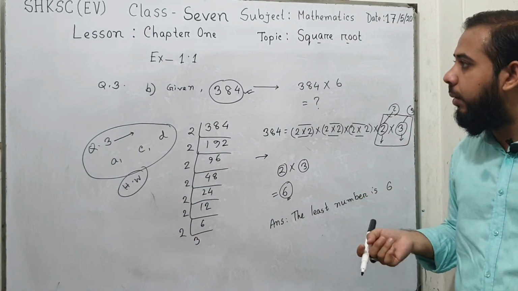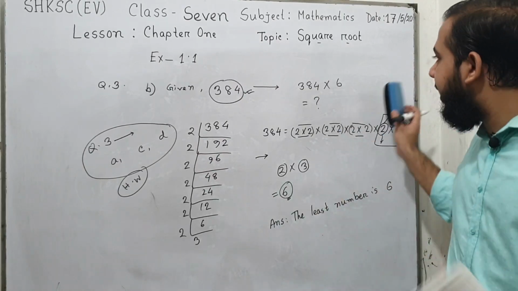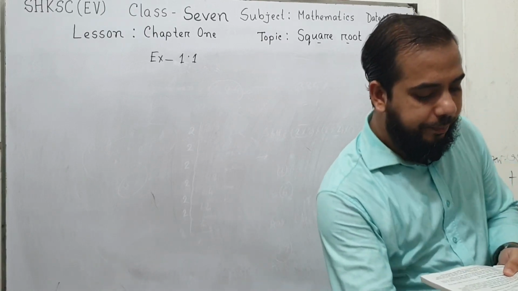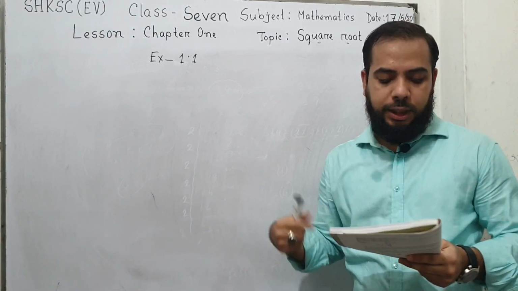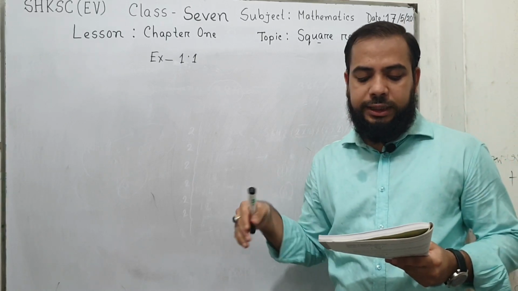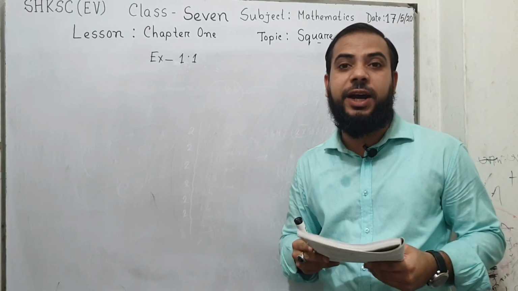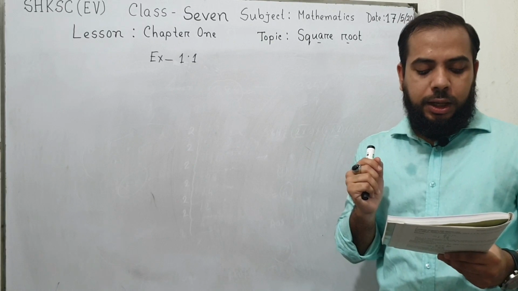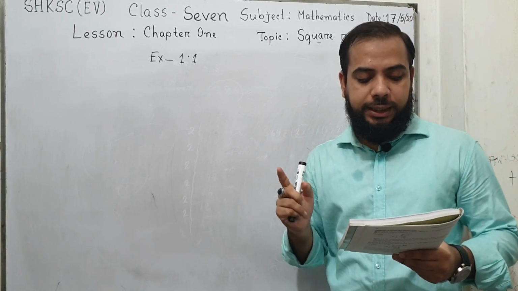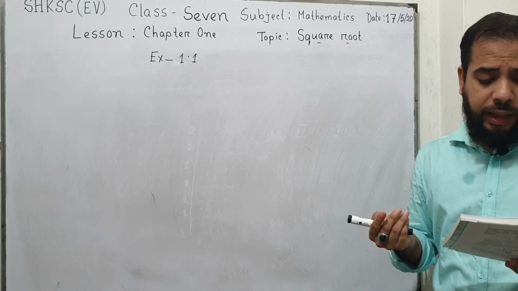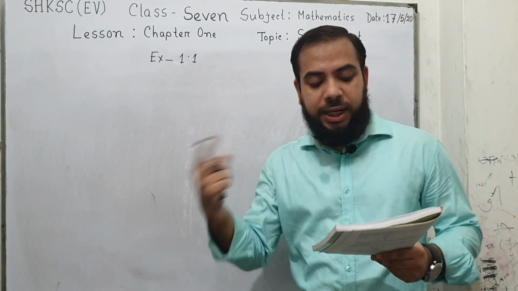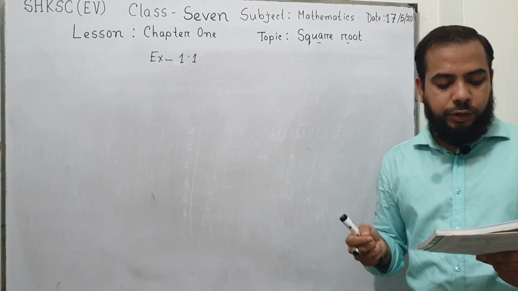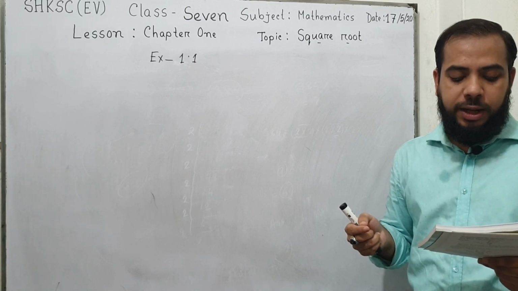Now we will do another math. If you read question number 4, you will see it is exactly the same, but instead of multiplied by, it is given with divided by. So let's read the question. What is the least number which is to be divided, not multiplied? In the previous problem the question was what is the least number which is to be multiplied, and this question asks what is the least number which is to be divided by so that the quotient would be a perfect square.